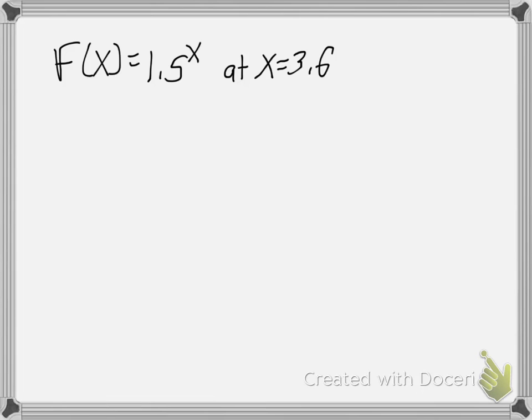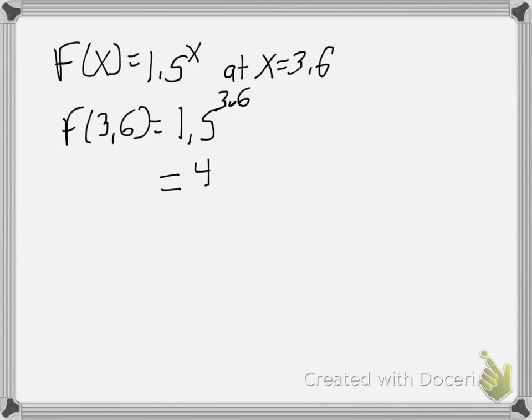All right, guys, another one where the main thing that you can get wrong here is rounding to 3 decimal places. Evaluate the function f of x equals 1.5 to the x at x equals 3.6. So, f of 3.6 equals 1.5 to the 3.6 power. We take 1.5 and raise it to 3.6, and we end up with an answer of 4.305. That's it.